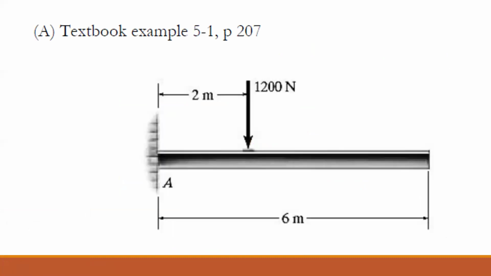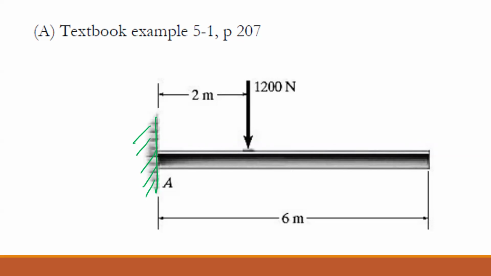Okay, so this is a fixed support. So how do you draw the free body diagram for this one? Can you please draw the free body diagram for this one?